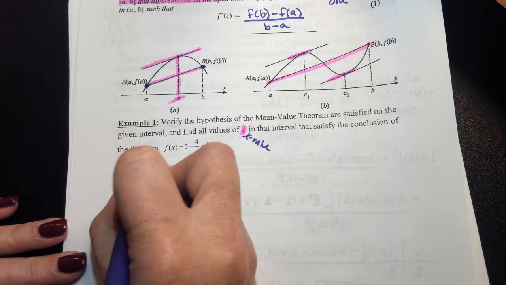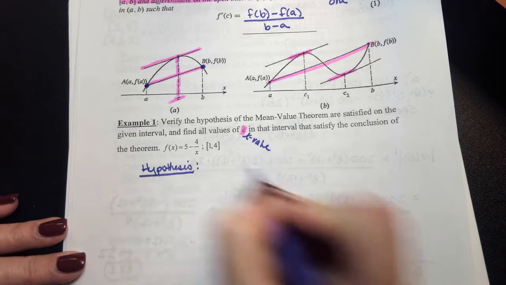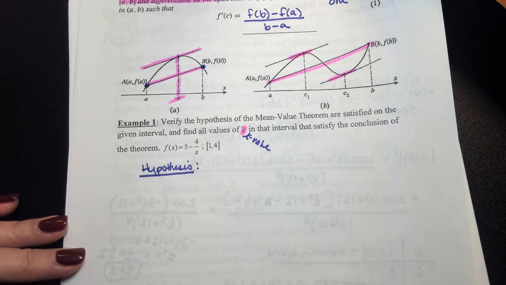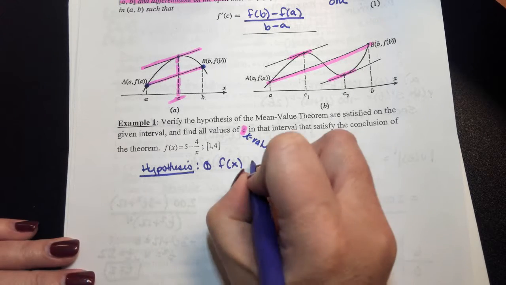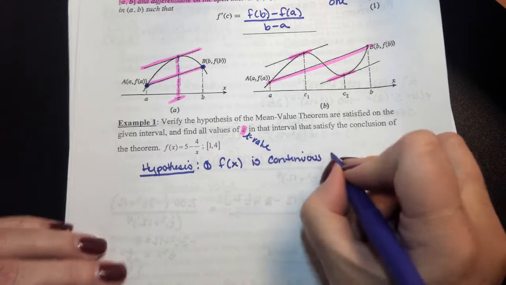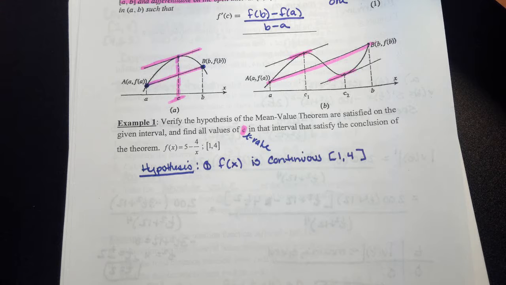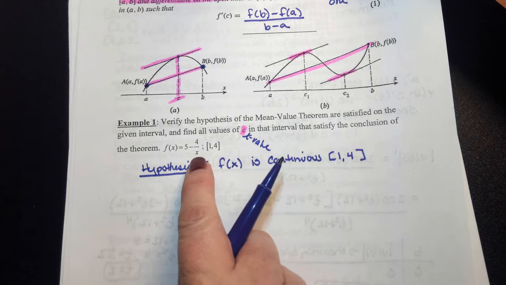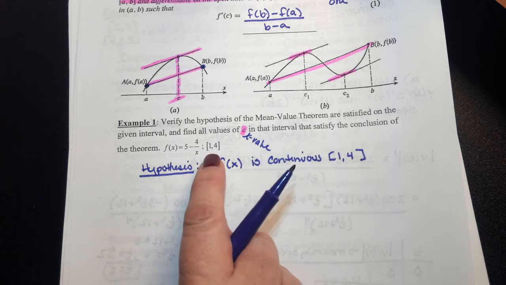So first of all, you must always state the hypothesis of the mean value theorem. There are 2 conditions you have to state. One is that your function, in this case f of x, is continuous on the interval that we're checking, 1 to 4. I know that 5 minus 4 over x is a rational function, so the only place where it's not going to be continuous is at x equals 0 because we have a vertical asymptote. So I do know that it is indeed continuous in this interval from 1 to 4.